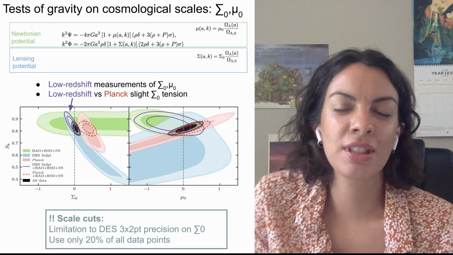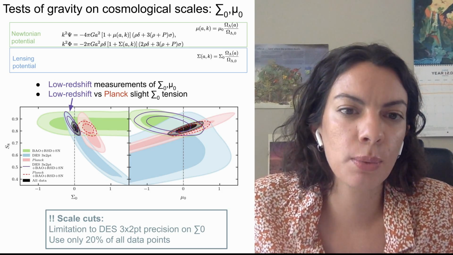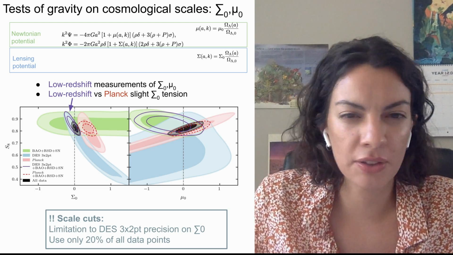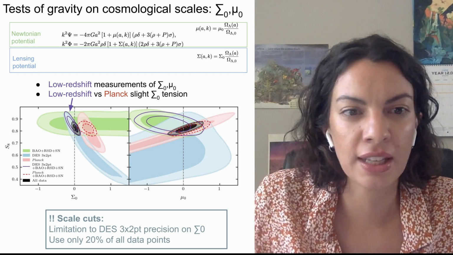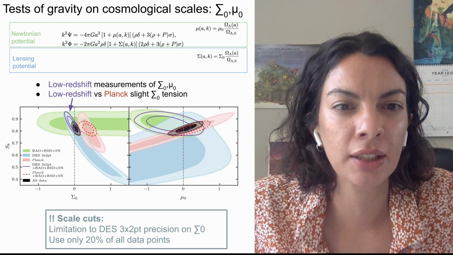So we also did a test of gravity. The approach we took here was to do what has been done several times in the past, but we think it's actually a very nice parameterization. So we applied it here again.